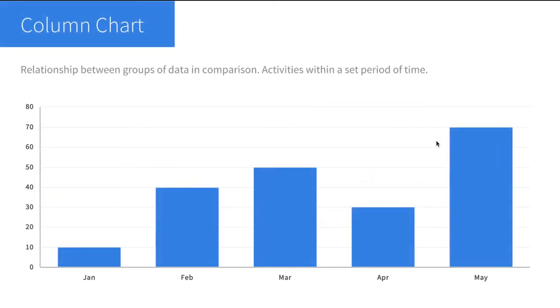Column charts are really good too. They show the relationship between groups of data in comparison. And it's usually within a set period of time. So this might show growth, but it shows growth over the months, right? And you may be showing how things are going and how they're going to end up, right? So this is a good column chart to use too.